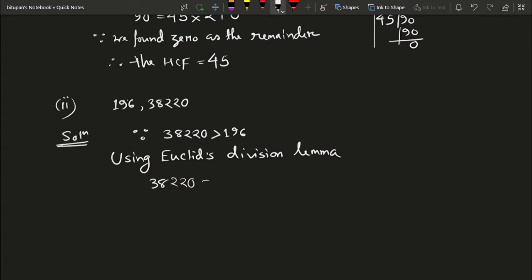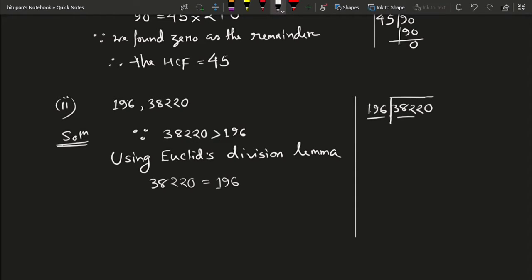38220 equals 196 times something. At first, we divide 38220 by 196. Okay, let me draw a line so that I can use the space as rough work. So 196 is the divisor, and we divide 38220. Basic division funda here: 3 digits and 3 digits, so at first we'll divide 382.